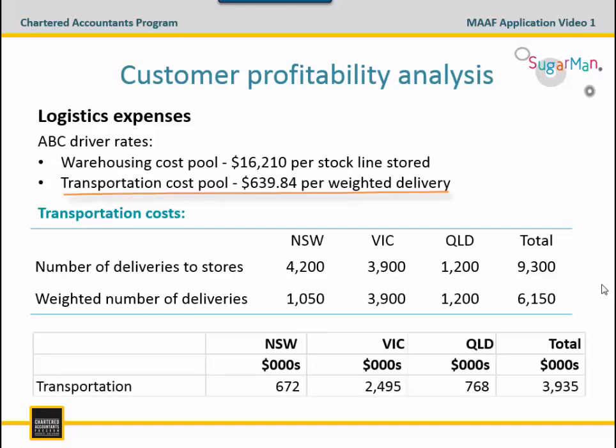If we use the driver rate of $639.84 per delivery, we need to remember that it is appropriate for interstate deliveries, and this rate would need to be applied to the 1,050 weighted New South Wales deliveries. By applying the appropriate activity-based driver rate to the number of deliveries in each state, i.e. multiplying the two, we can allocate the transportation costs to each customer segment. We can have confidence in our figures as the total allocated agrees to the total of $3.935 million in the cost pool.